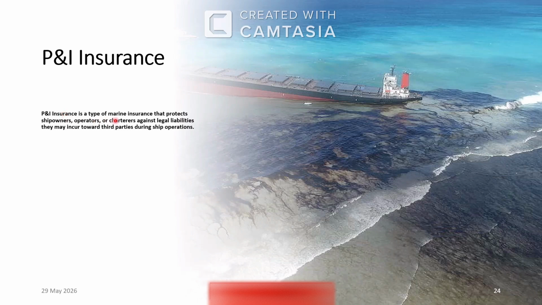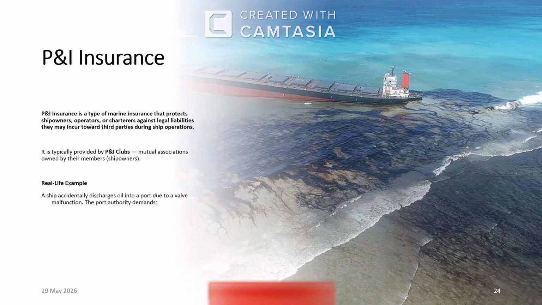Let us see what is P&I insurance. P&I insurance is a type of marine insurance that protects ship owners, operators, or charterers against legal liabilities they may incur towards third parties during ship operation. It is typically provided by the P&I clubs. These P&I clubs are mutual associations owned by their members. These members are basically the ship owners.